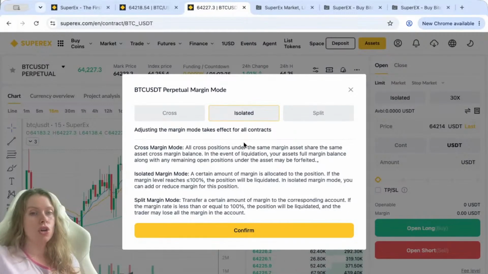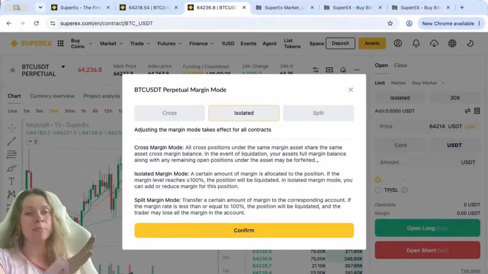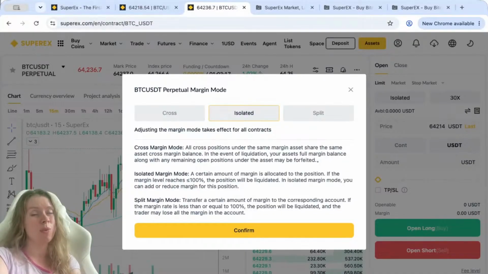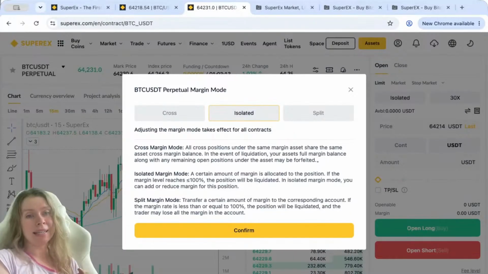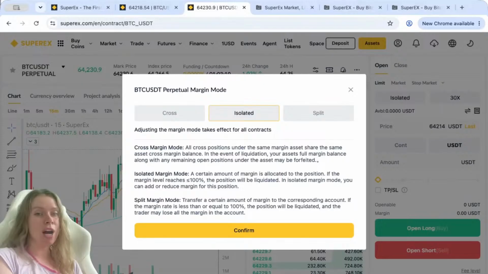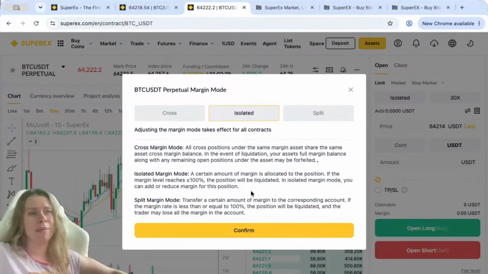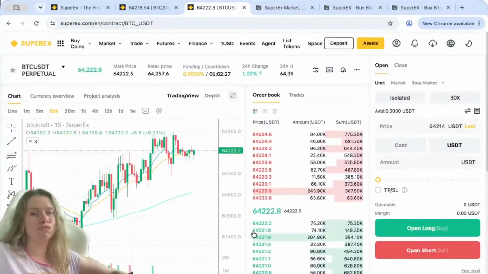So cross margin mode. Every position you have under this asset shares one single margin balance. If one trade tanks, the system will pull you from the other position margins to prevent liquidation. It sounds nice, but if everything crashes all at once, you can lose your entire futures wallet, not just one position. So I don't like that as much. And then the other one is isolated margin mode. You assign a fixed amount of margin to each position. If the trade goes against you, you only lose what you assigned to that position. So we click confirm and we move on.